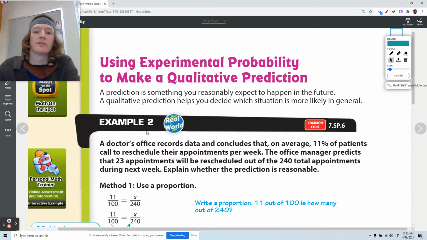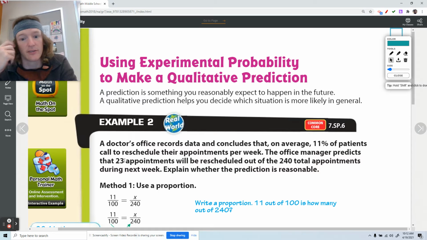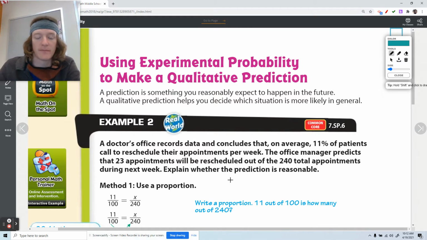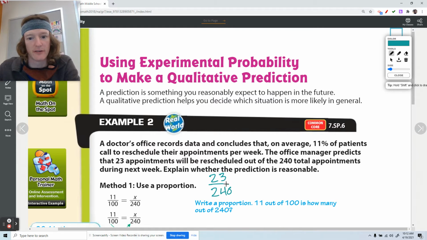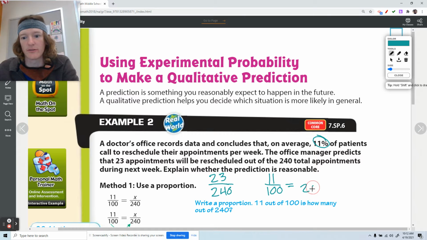The doctor's office records data and concludes that on average 11% of its patients call to reschedule appointments in a week. The office manager predicts that 23 appointments will be rescheduled out of the 240 total appointments during the next week. So they say 23 out of 240. We want to know, is that accurate? Is that about 11%? Well, what is 11% of 240?